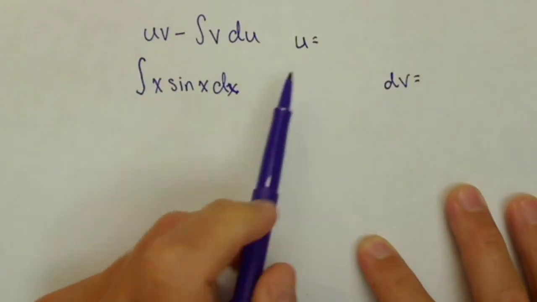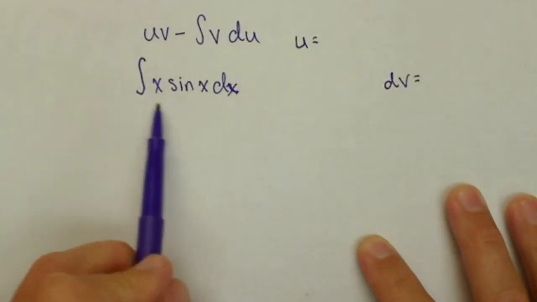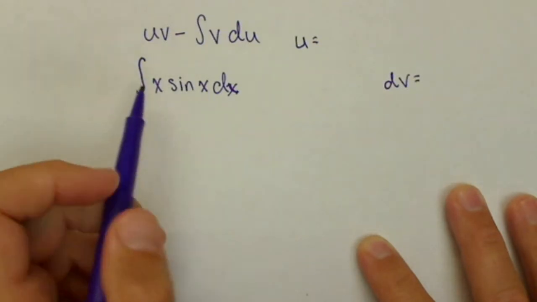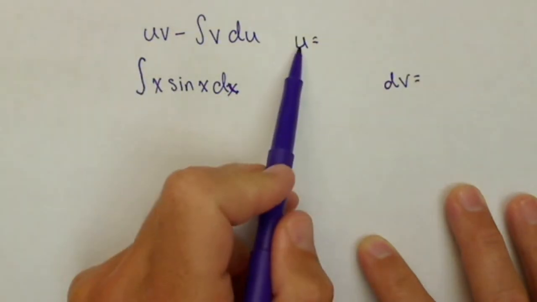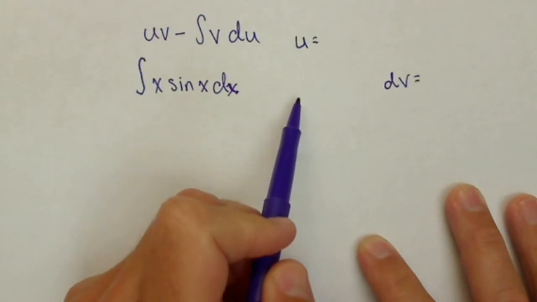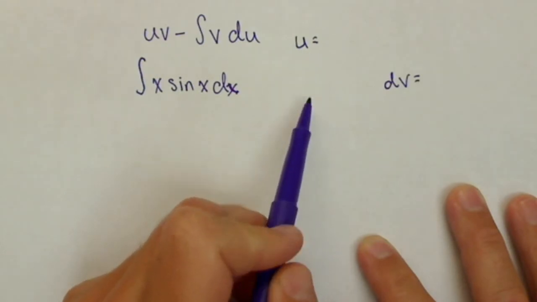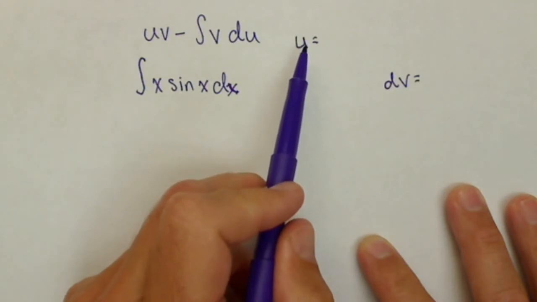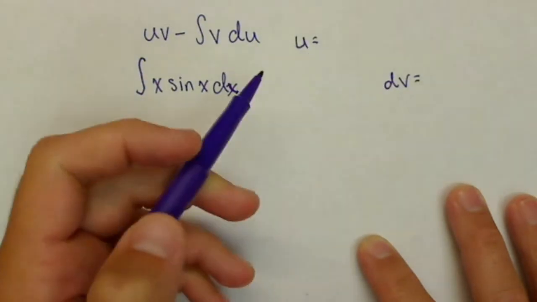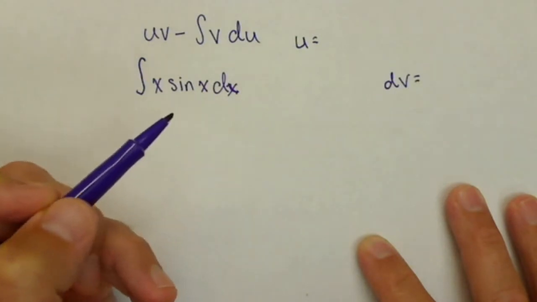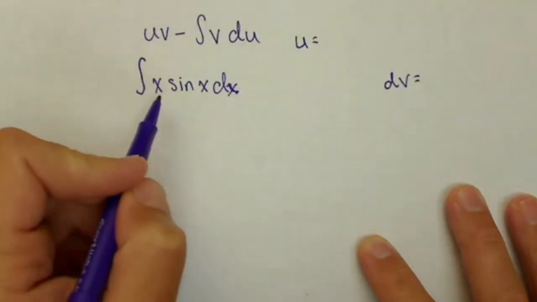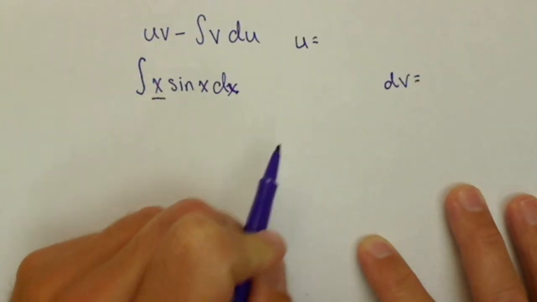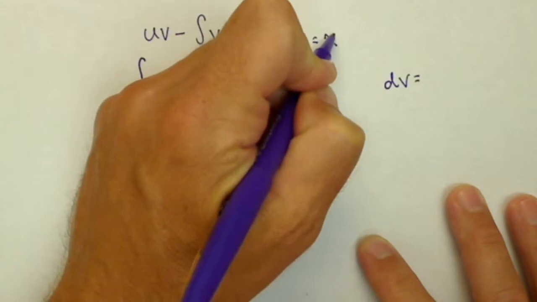Now when we choose these, they must be all the pieces of our current integrand. You could pull out a constant if you like. So when I go to choose my u, then I'm going to calculate my du. In general, I'd like my du to get easier. So I want my u typically to be something that when I take its derivative, it gets a little simpler. That won't always be the case, but that's kind of a general rule of thumb. So I know that the derivative of x is 1, so I'm going to choose that to be my u.